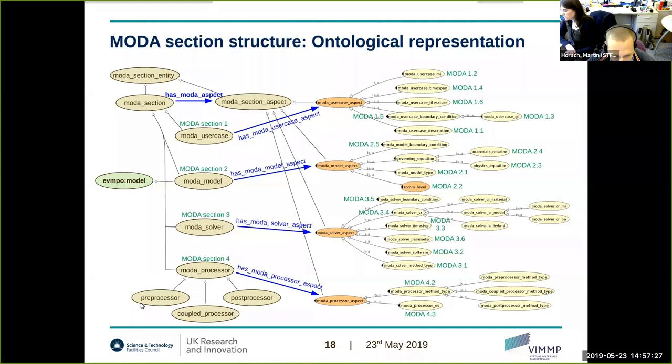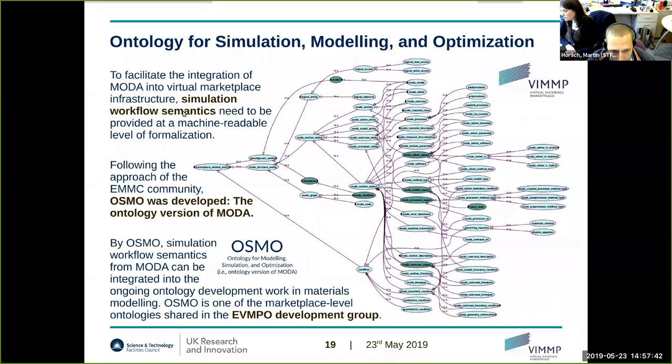So much about how we deal with the MODA sections in ontology, but we need to do more. We need to define the whole simulation workflow. So we integrate this representation of MODA into an ontology, the ontology for simulation modeling and optimization, abbreviated OSMO. OSMO is the ontology version of MODA, and it allows us to represent MODA workflows with a clear semantics that is well specified, as it is necessary for us. We have to do this to be able to work with workflows.